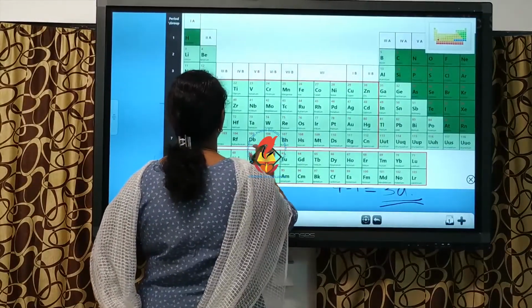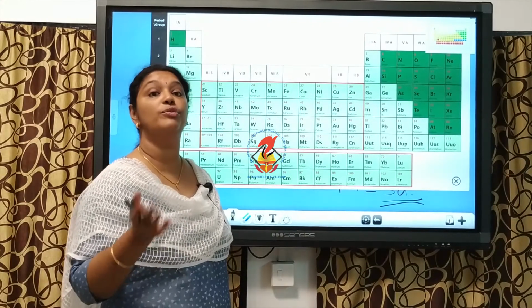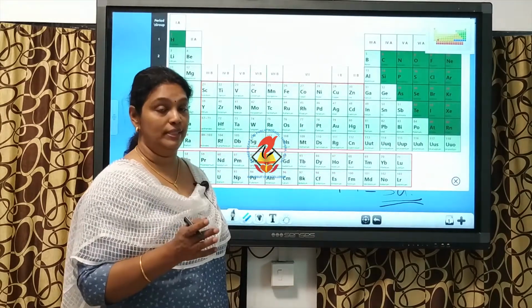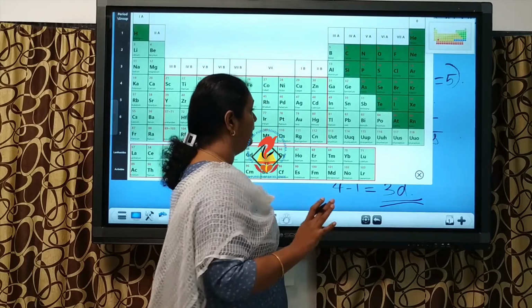So here you can see which is the element whose 4d will start filling. Yttrium to cadmium. We have 10 elements whose 4d orbitals are filled. Now with cadmium, the 4d will get completely filled.